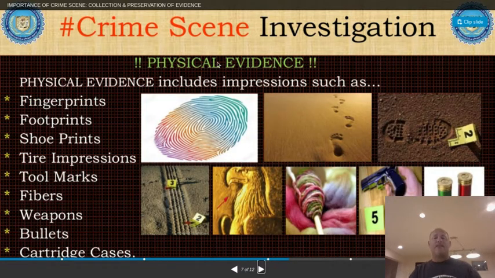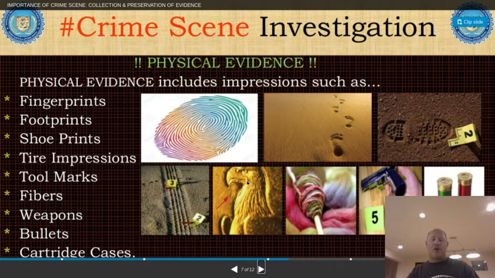Some of the physical evidence that we talked about, whether that's direct evidence or circumstantial, includes impressions like fingerprints. We'll talk more about them. Footprints, whether they're bare footprints or shoe prints, tire impressions, tool marks, hair and fibers, bullets, weapons, ballistics, cartridge cases. All of these at some point are going to fall under Locard's principle of exchange, where the suspect left behind a piece of information. It's your job to find it, recognize it, process it, analyze it, and then tell about it later.